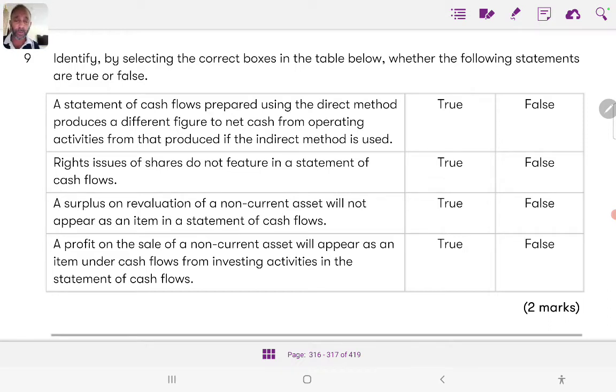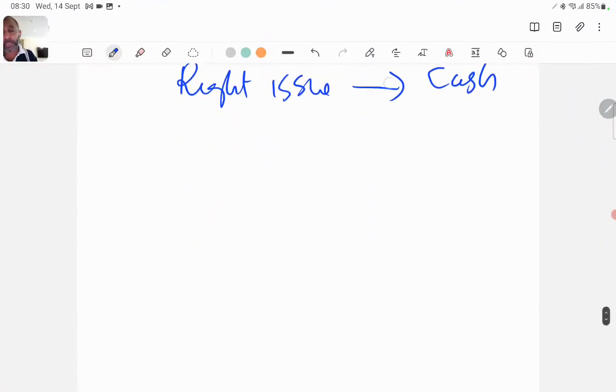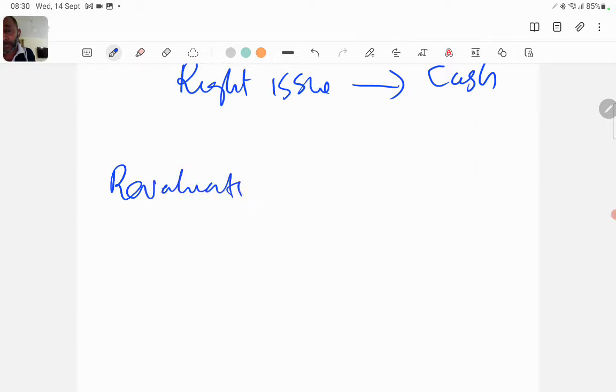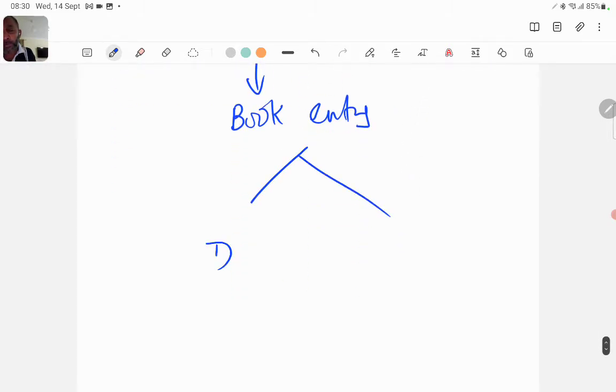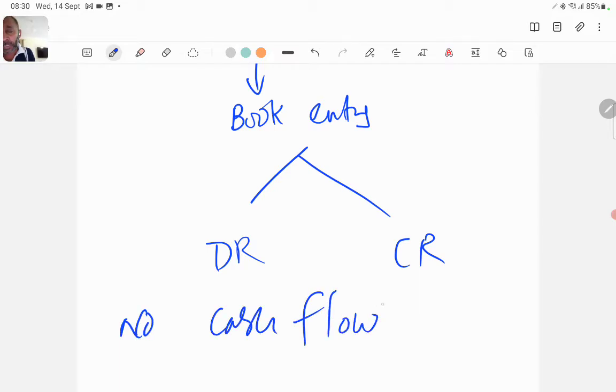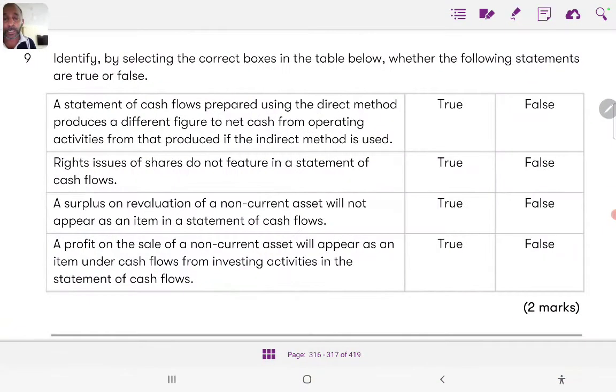Surplus on revaluation of a non-current asset will not appear as an item in the statement of cash flows, obviously. Now the revaluation surplus is a book entry. When it is a book entry, it's just that you have a debit and a credit, and there is no cash flow. Accordingly, that answer is correct.